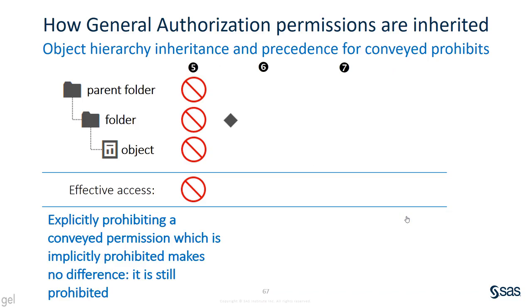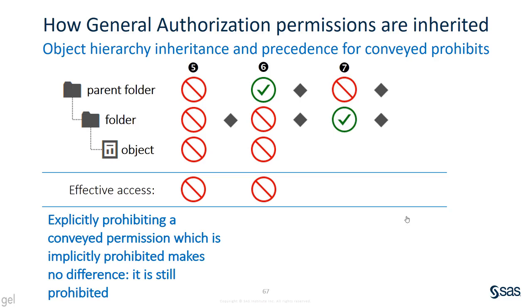If you do an explicit prohibit on top of the implicit prohibit, it doesn't make any difference, right? You can't double prohibit. It's already prohibited. If you do an explicit prohibit lower down than an explicit grant, then that overrides the explicit grant for the rest of the hierarchy.